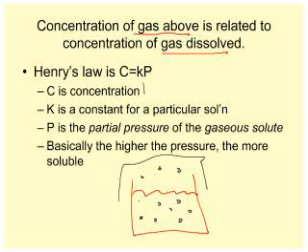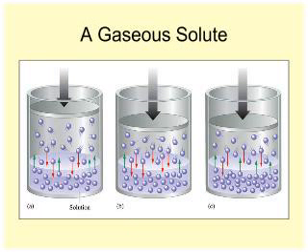C is concentration, which we're talking molarity here, equals K, which is a constant for a particular solution, which means it's got to be given. P is the partial pressure of the gaseous solute. So realize it's not the total pressure, it's the partial pressure of the gaseous solute. So that's the way you come up with that. The other one would probably be water. Doesn't have to be, but it almost always is. Basically, the higher the pressure, the more soluble it is. And remember, water's pressure can be found on a table. That's always looked up in a book.